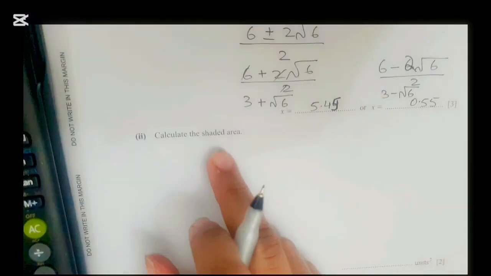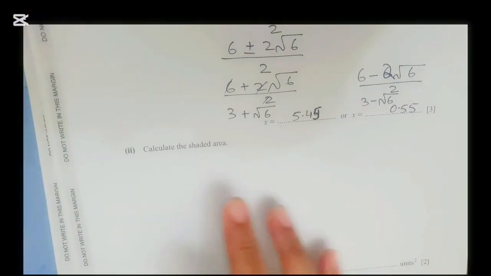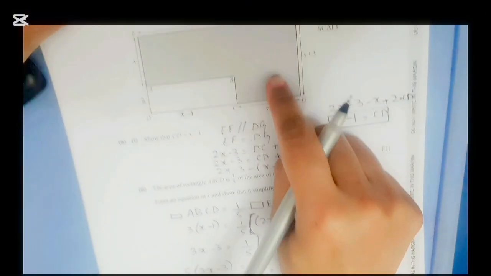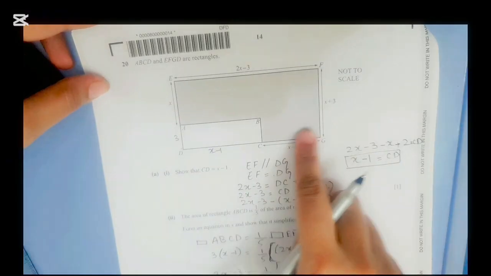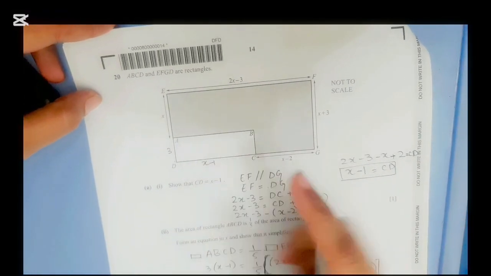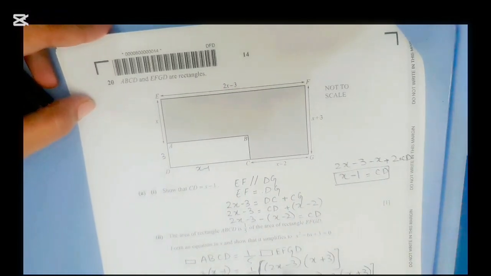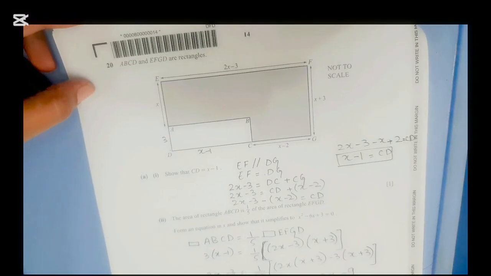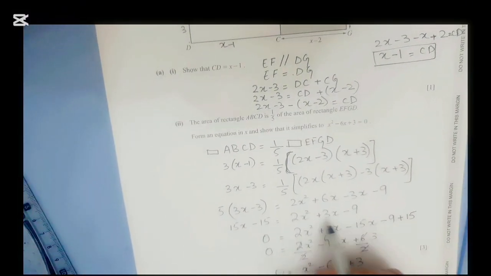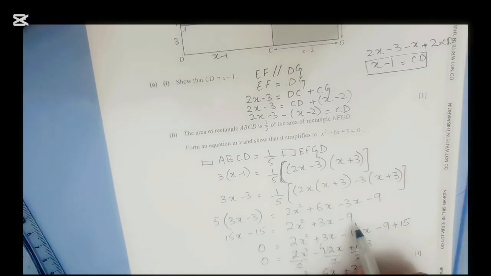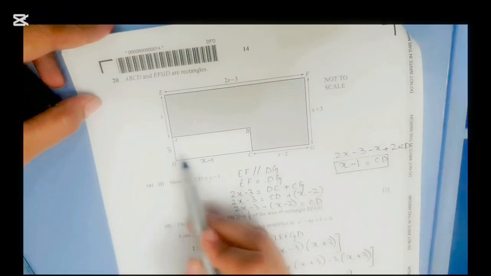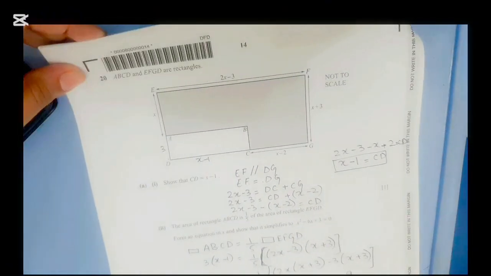Now calculate the shaded area. You can see the question, this is the shaded area. So we have to subtract the area of this and this. The area of this rectangle is L multiplied by B, and we have found out this is the area of this rectangle, 2x square plus 3x minus 9, and the area of this part is 3x minus 3. So we have to subtract both of them.